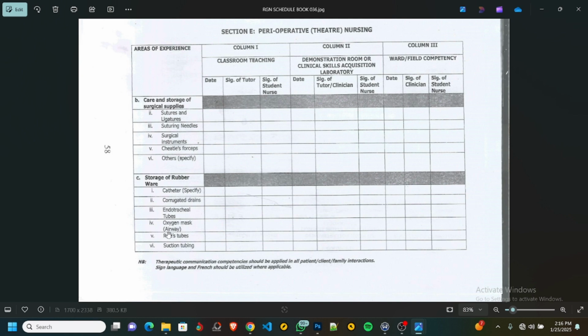You can see oxygen masks, that is airway. You can see a whole lot of things that are also lined here. You have the catheter, any type of catheterization, you can also go through that. We have the suctioning tube, which we use to suction patients. All these ones you'll be taught, and if you have the experience for it, you also go through that. So I want us to move to the next one, and we'll move faster.